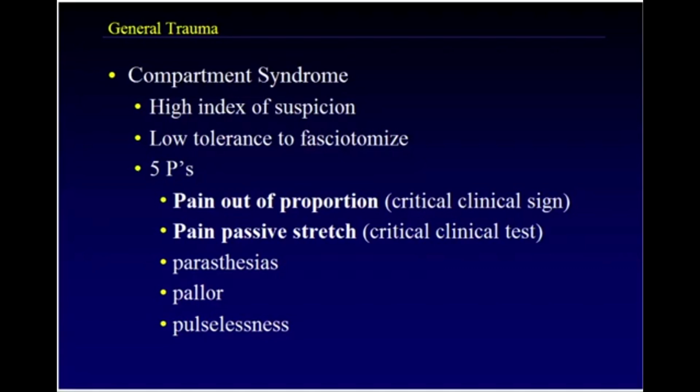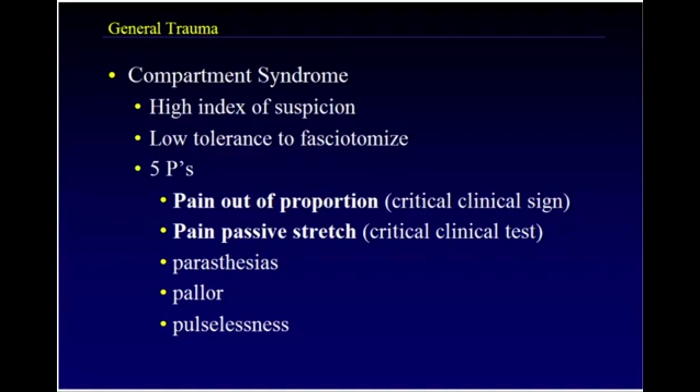And that requires you, based on your experience as well as your understanding of the injury that the patient sustained and the potential for development of compartment syndrome, to really do serial examinations of the patient to make sure that you identify it when it develops. You should have a low tolerance to do fasciotomies. If you suspect that the patient has compartment syndrome, you should probably err on the side of releasing the compartments to avoid missing it. The 5 Ps are listed here.